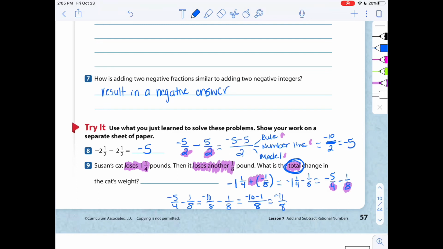Now the problem is using mixed numbers and proper fractions. So we want our final answer, if it can be, to be a mixed number, and this one can. So that doesn't change the fact that it's going to be negative. 8 goes into 11 one time with 3 left over. So the total change is negative 1 3/8. That negative tells you that the cat lost that much. So that negative is really important.